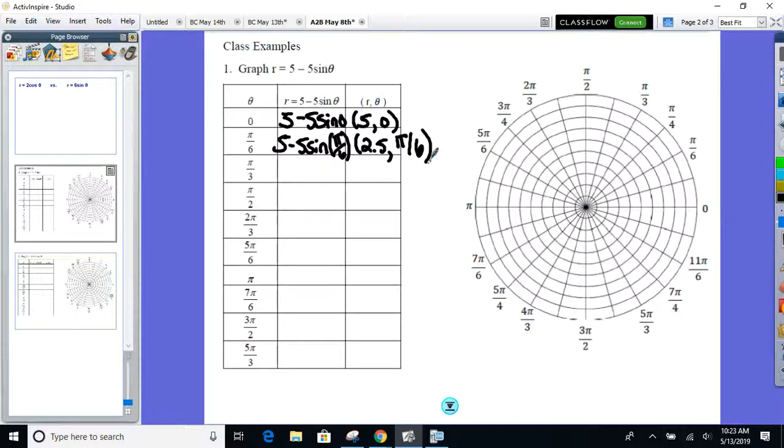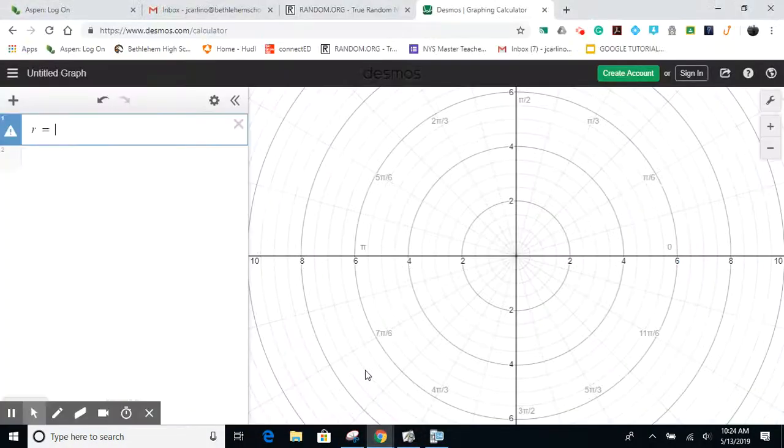I'll give you guys about 2-3 minutes to finish that chart. Then I'll literally go around to every single person and ask them to contribute to the chart. We'll do nearest tenth if needed. Make sure you're in radian mode.